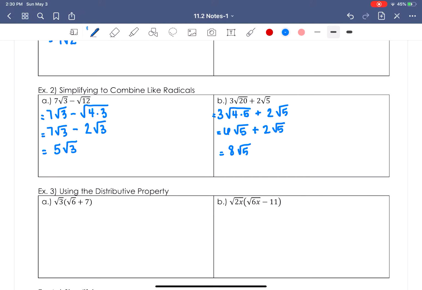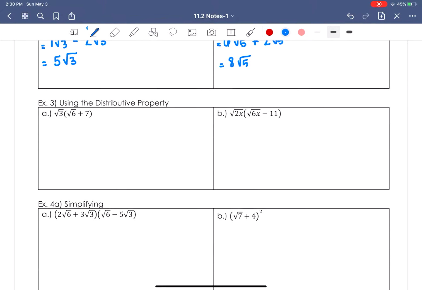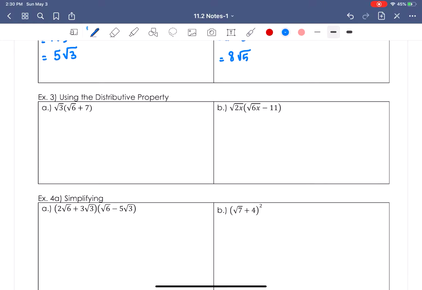All right, the next one is to multiply. So we're going to use the distributive property here. So I'm going to take radical 3 and multiply it by radical 6. And I'm going to take radical 3 and multiply it by 7. I'm going to distribute it out. So radical 3 times radical 6 is, I can multiply 3 times 6 and I get 18, and I leave it underneath the radical.